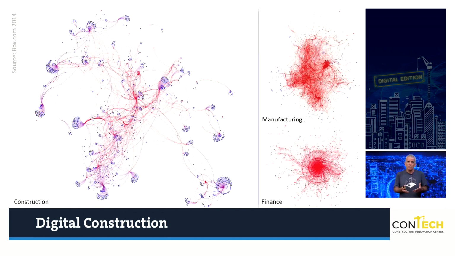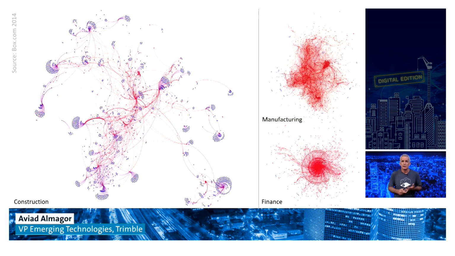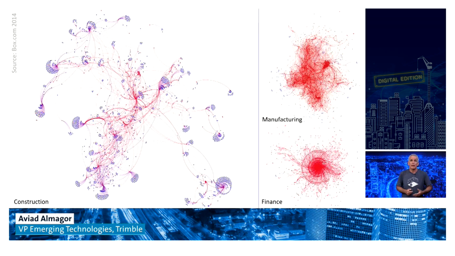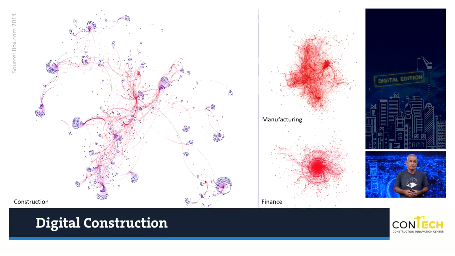Now, if you think about it, it's a natural structure because construction is a local industry. We have local owners, local authorities, local regulations, subcontractors, contractors, manufacturers. They're all local. And the project can be anywhere around the world. So we cannot change this structure.